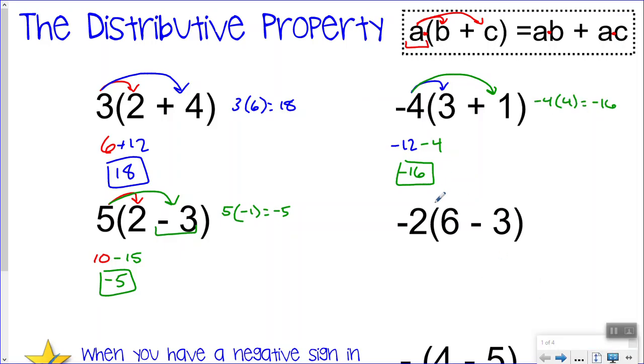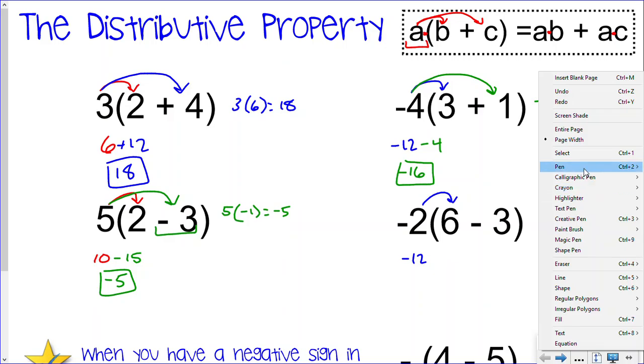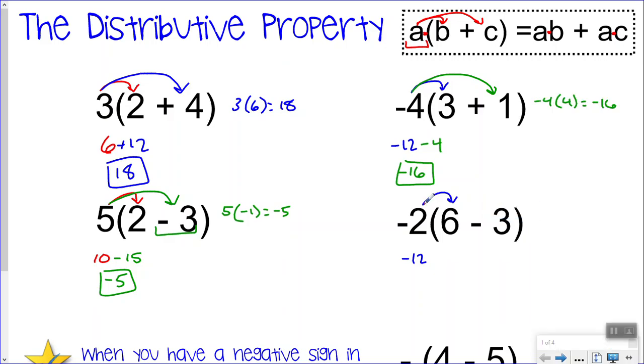Okay, so we start with negative 2 times 6, which is negative 12. Then we do multiplication by the second number, so negative 2 times negative 3 is positive 6, and negative 12 plus 6 is negative 6. We can also check with the order of operations. Negative 2 times 6 minus 3 is 3, and negative 2 times 3 is negative 6. If you're having trouble with the positive and negative numbers, use a calculator to help you with the addition, subtraction, or multiplication.